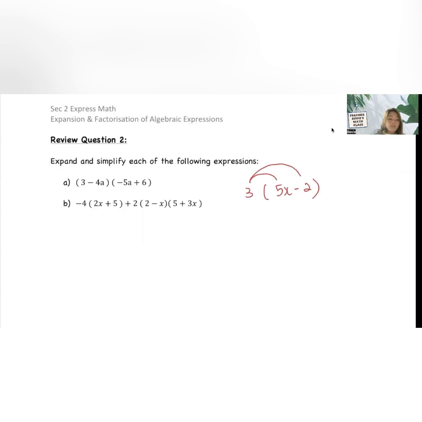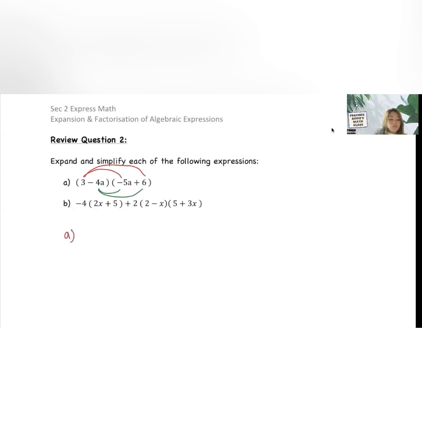But what happens if I have two terms inside my first bracket this time round? Same thing, I will have to do it by the rainbow method. So what I will do is the 3 will have to come into both terms first. And next up, followed by the minus 4a, it will have to come into the first and second term of the second bracket as well. Okay, so let's start off with the red color one, which is the 3 coming in first.